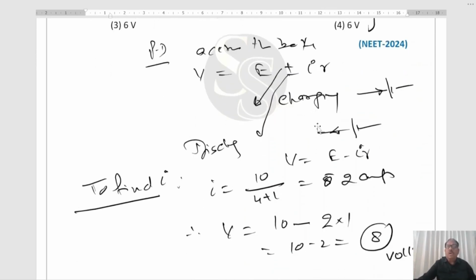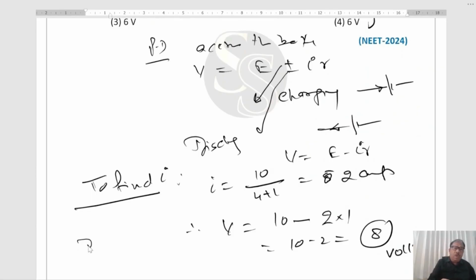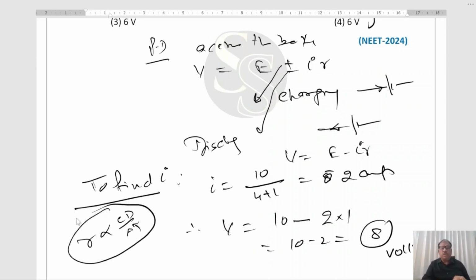And also additional information, R internal was proportional to C d over A. Concentration of the electrolyte, distance between the electrodes, area of the electrodes, temperature. This is the dependency of internal resistance. That is very important information for JEE Main, JEE Advanced, NEET purposes. Right? Next question.